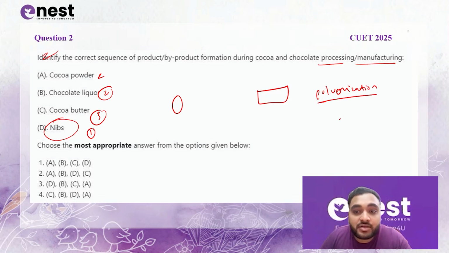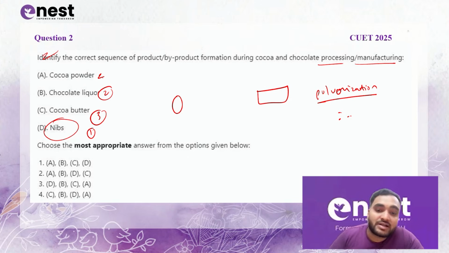In pulverization, extremely fine powder will be made from the cocoa cake, and that is called cocoa powder. So this is your fourth. So the answer in the correct sequence is nibs, then cocoa liquor, then cocoa butter and then cocoa powder. Let's see, D, I think, is the third option. So C is the right answer for this question.